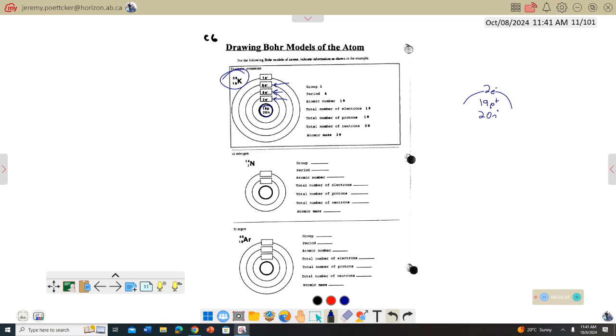We always start from the middle and fill them up. The second one, maximum of 8, it's got to be full as well. Third one, also a maximum of 8. I double check here, 2 plus 8 is 10, plus 8 more is 18. I need 19, which means in my fourth one I have 1 more. And away we go. You can fill in the rest of this. Group, this is the column on the periodic table. Period, this is the row. The rest of it you can figure out.